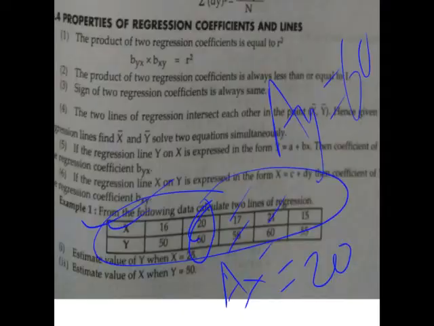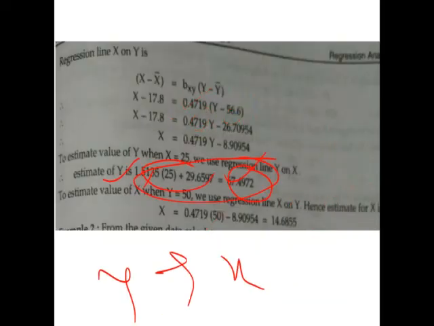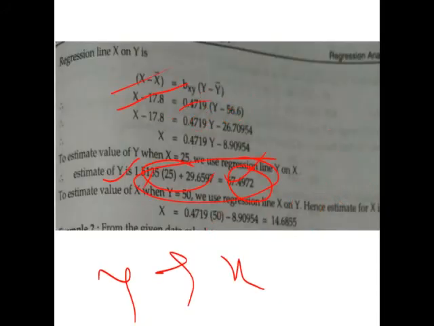So what we have to do? We have to put the value of b x y in this equation. The regression line of x on y is x minus x bar is equal to b x y into y minus y bar. So b x y value is 0.4719. So this is the equation: x minus x bar, 17.8, is equal to 0.4719 into y minus y bar.